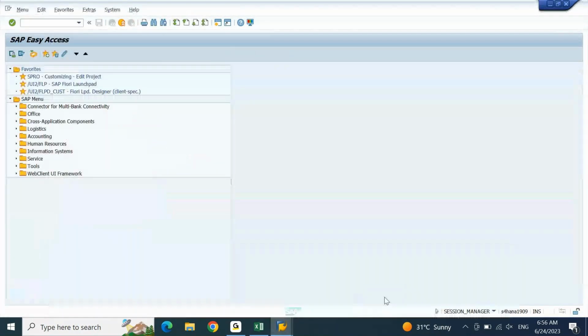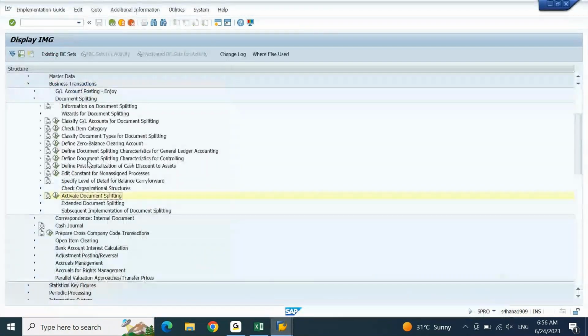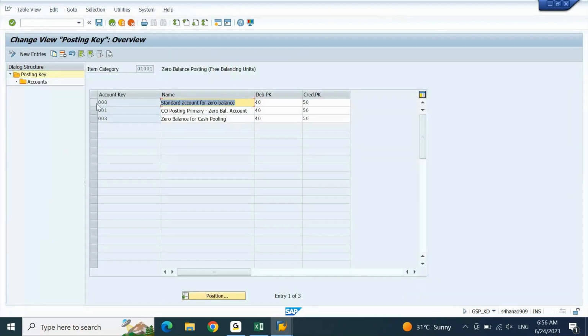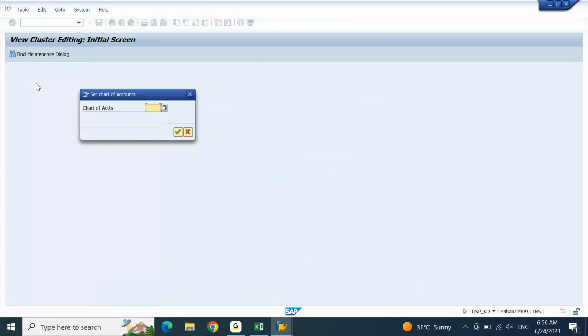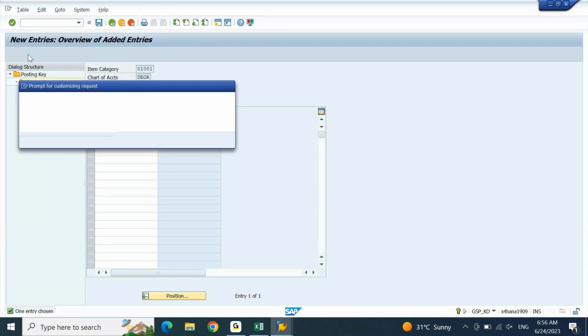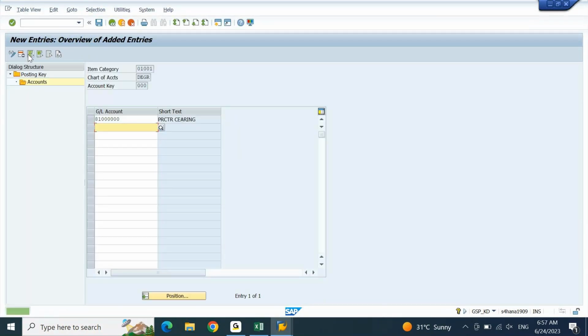Let's try passing the entry one more time. We need to make that setting. Zero balance clearing account, 000 accounts, chart of accounts DEGR, add a new entry, put that GL account 81 all zeros. Save this. This is now your profit center clearing account.